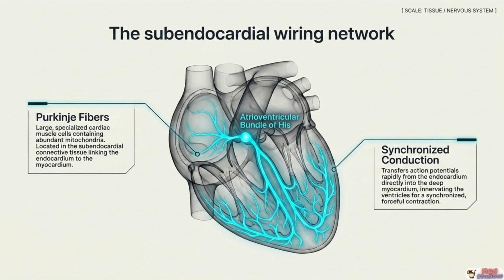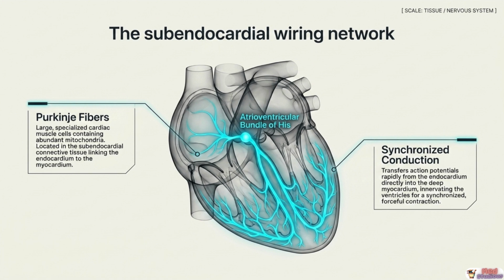To make this thick, muscular pump work efficiently, the heart requires an internal electrical timing network, the subendocardial conduction system. Muscle contraction cannot happen haphazardly. The electrical wave must travel through the heart along highly specific pathways. This network relies on specialized cardiac cells called Purkinje fibers.